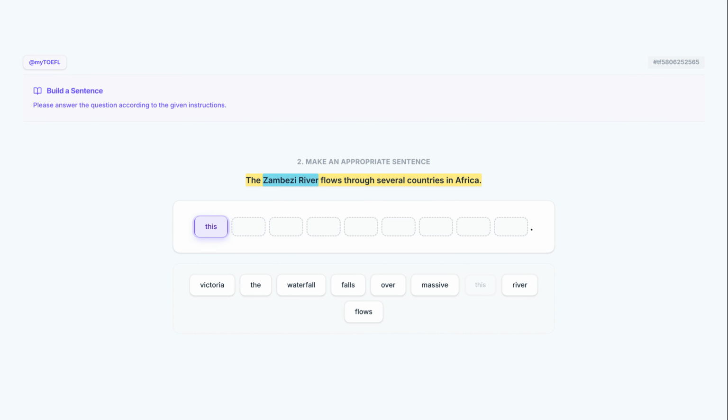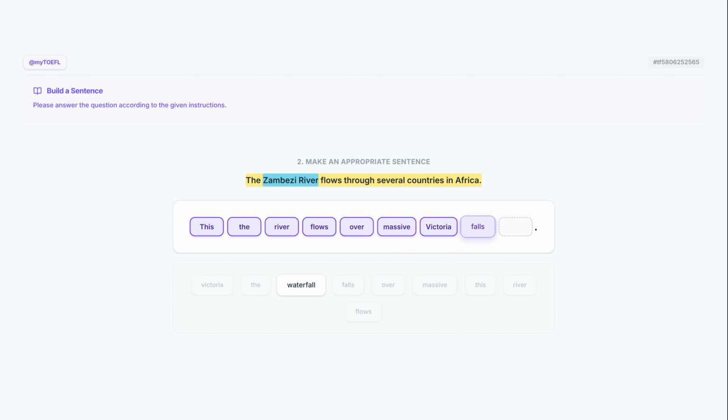To solve this puzzle, we start with the demonstrative adjective, so first we drag this. Then we add the noun river to complete the subject. Next, we need the verb to describe the movement, so we place flows. We follow this with the preposition over. Then, we add the definite article, the. Next, we place the adjective massive. Then, we drag the proper name, Victoria, followed by the noun falls. Finally, we add the noun waterfall.